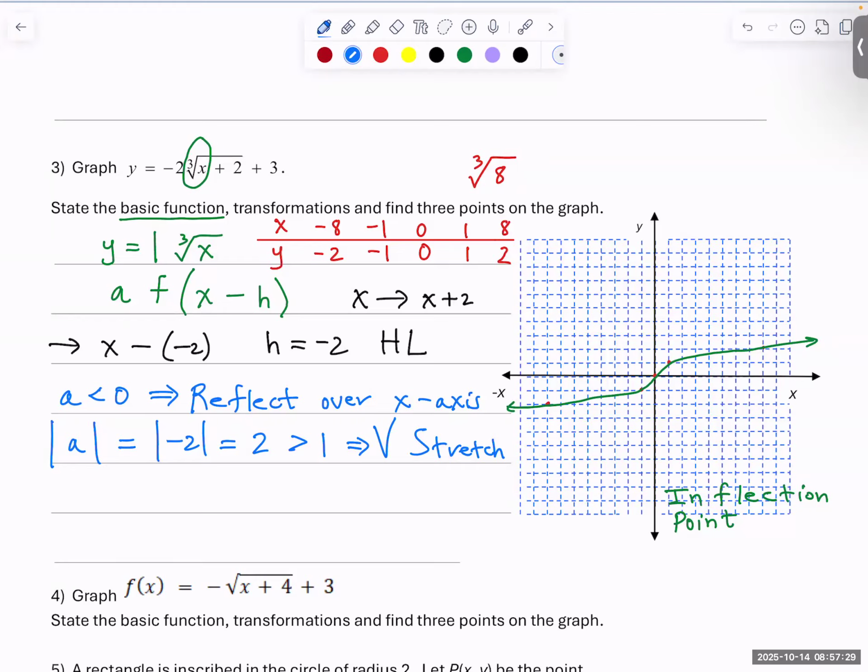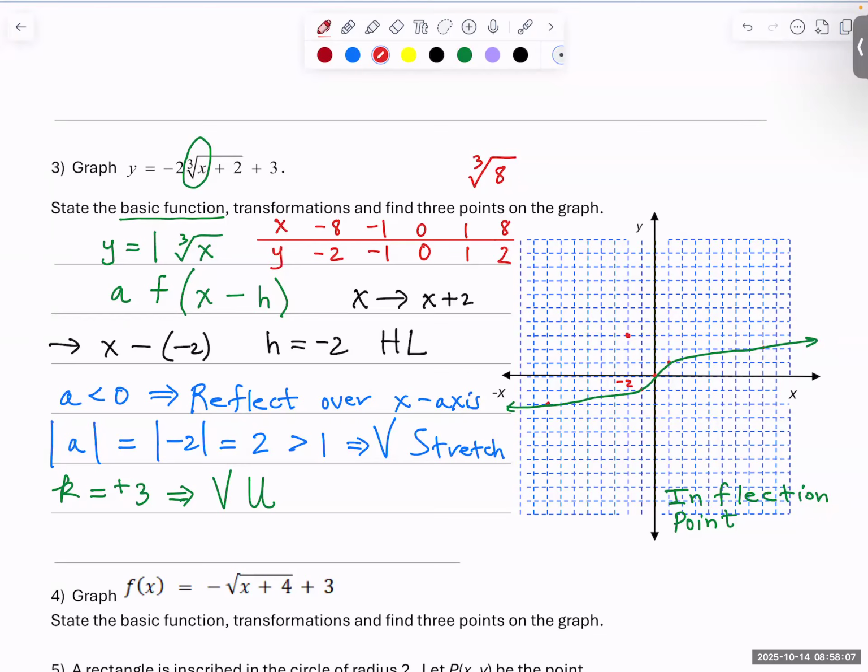And the constant 3 is generally k. So since k is a positive value, positive 3, that means the basic graph is going to shift vertically upward 3 units. So let's locate the new position of the inflection point. It's shifting to the left 2 units and up 3. So left 2 and up 1, 2, 3. This is about here.